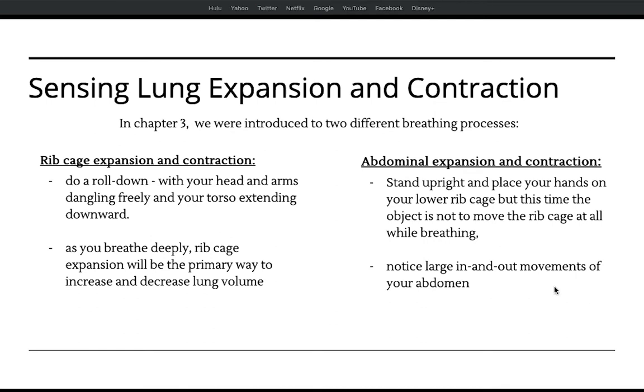To sense abdominal expansion and contraction, stand upright again. Place your hands on your lower ribcage, but this time the object is not to move your ribcage, so you should not have any movement of your hands. Once you have mastered that, it's going to take a few tries to get that right. It's just your abdomen that's going to move in and out to breathe. Every time you breathe in, your abdomen will extend outward, and the diaphragm, which you can't see or feel, will be moving downwards.